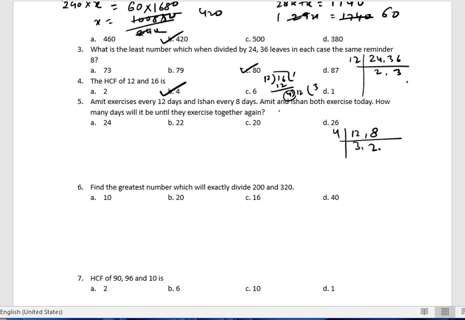4 3s are 12 and 4 2s are 8. So 12 into 2 is 24. Again, 24.